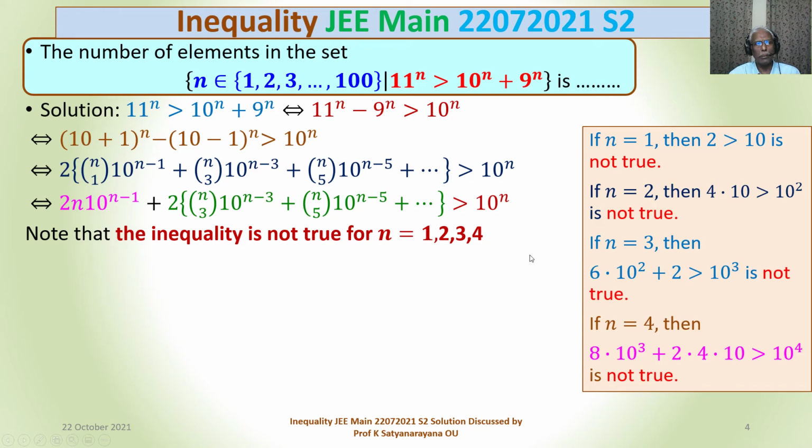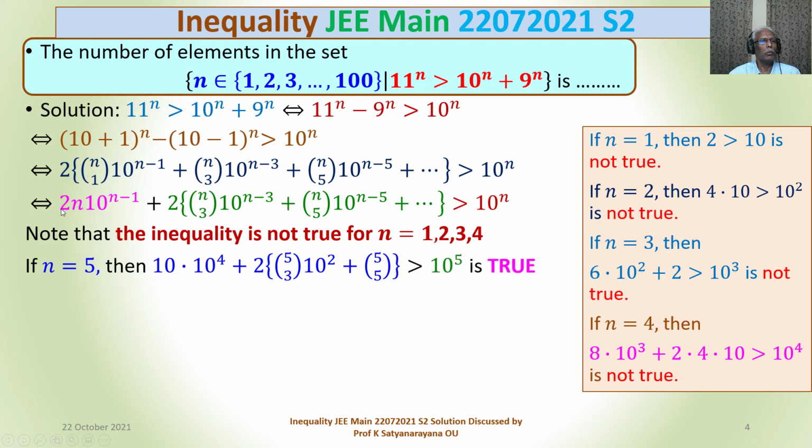Let's see what happens when n is equal to 5. If n is equal to 5, then it will be 2 into 5, 10, into 10 to the power of 5 minus 1, 4, plus 2 times [5C3 10 square plus 5C5], no other terms. Then you will get 10 into 10 to the power of 4, which is 10 to the power of 5, plus something on the left hand side. Therefore, it is certainly greater than 10 to the power of 5, which is true. For n is equal to 5, it is true.